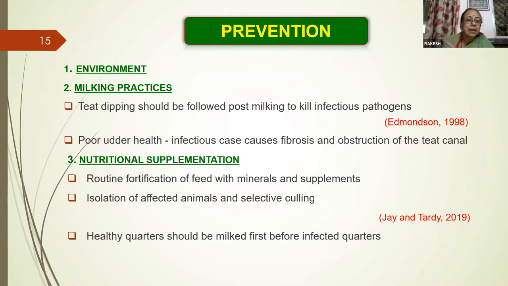Nutritional supplements should be a routine factor, so that the feed is fortified with minerals and supplements. Then isolation of the affected animals. The isolation of affected animals is very essential, otherwise the milker will carry the infection to the healthy animals. And selective culling of the animals. Once it is known that the animal cannot be revived and it is the end stage of milking, the animal cannot be cured, then such an animal should be culled.